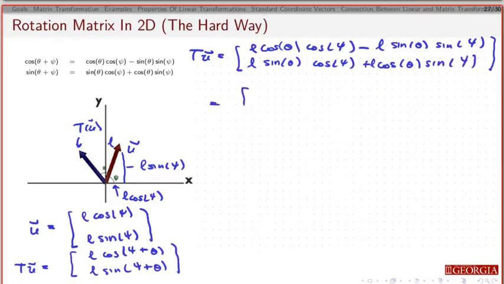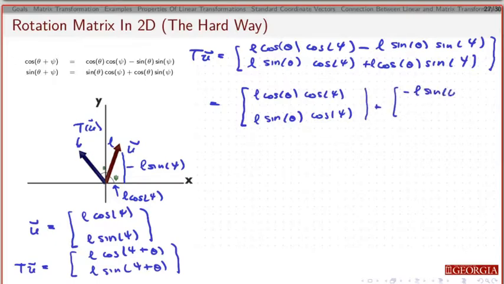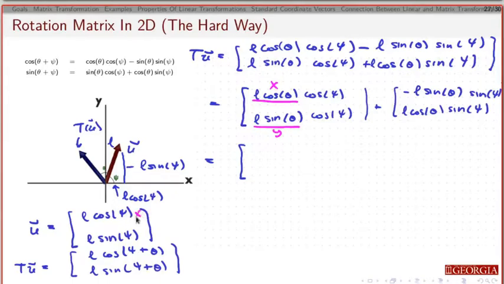So let me break this up into two pieces. It's going to be L cosine theta cosine psi, minus L sine theta sine psi. It's going to be L sine theta cosine psi plus L cosine theta sine psi. All right, now notice I've got L cosine theta there. That's really the x coordinate. That's my L sine theta, that's my y coordinate. Right, so if I think of this as x and y, now here I've got L sine theta, that's y, and L cosine theta, that's x.